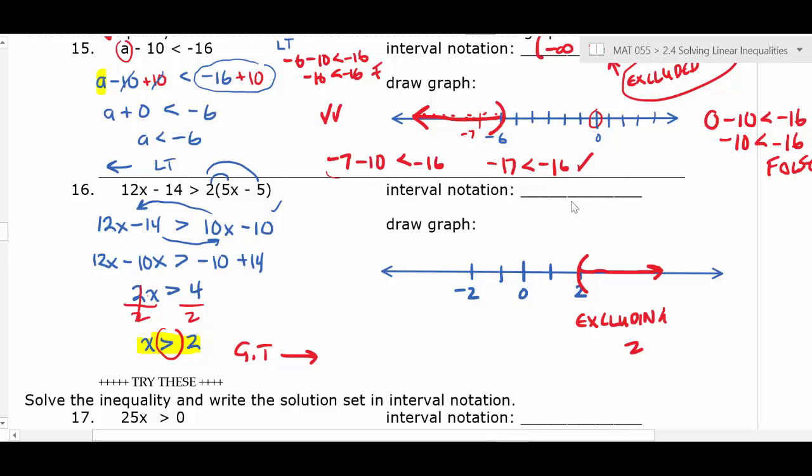Okay, whenever we do interval notation, we have a comma. It goes forever to the right. That means infinity's on the right. Starts at 2 and excludes 2. So that's how your interval notation would go, like that.